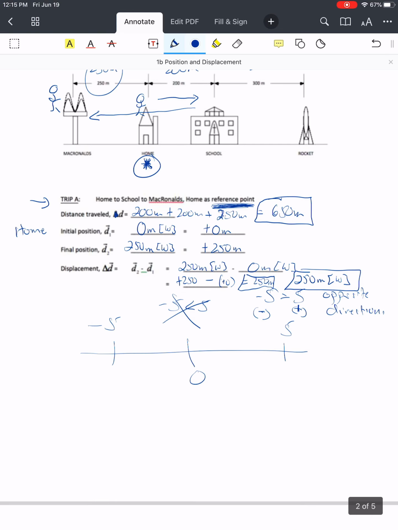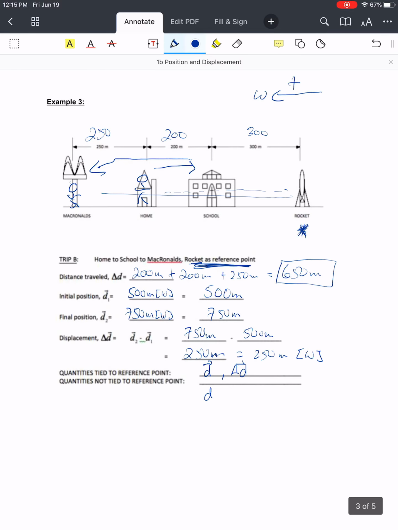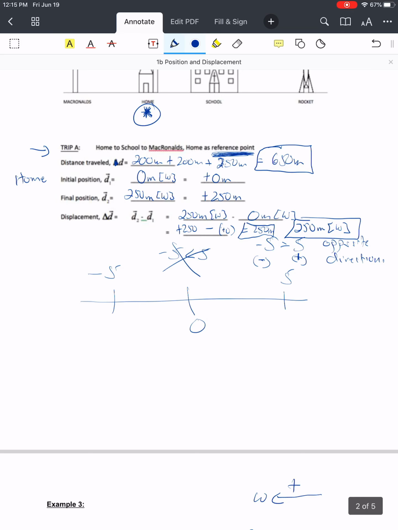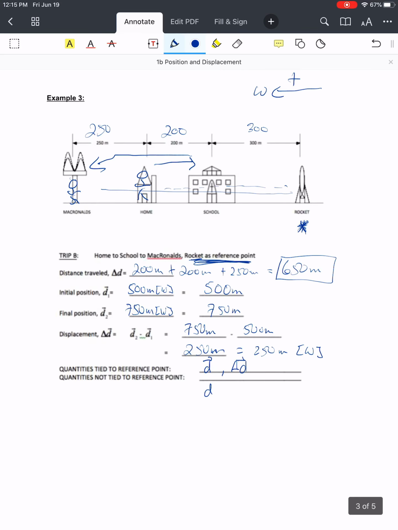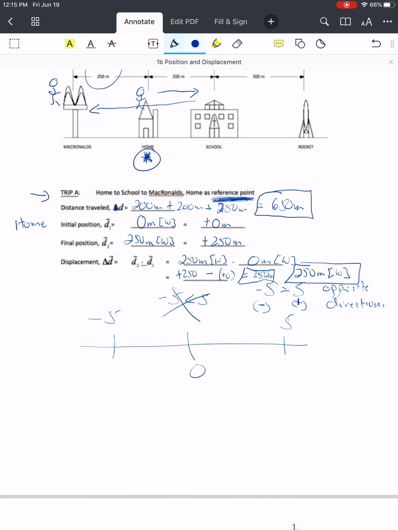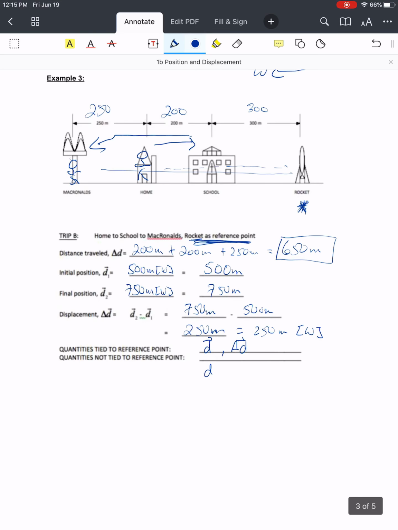So here home was the reference point. Here the rocket was the reference point. Let's compare. The distance traveled was the same, 650 and 650. The initial position here was 500 meters west. The initial position here was 0 meters west. The final position here was 250 meters west. The final position here was 750 meters west. So changing the reference points changed my position values.